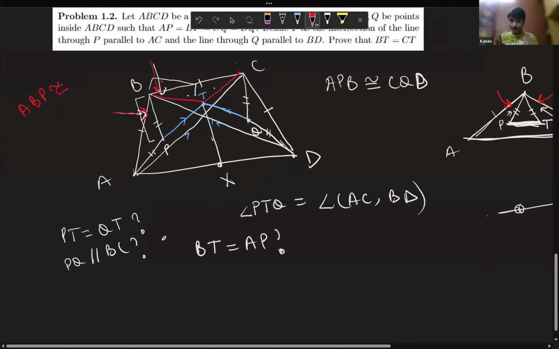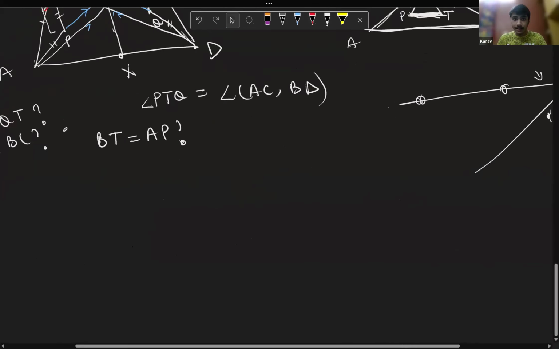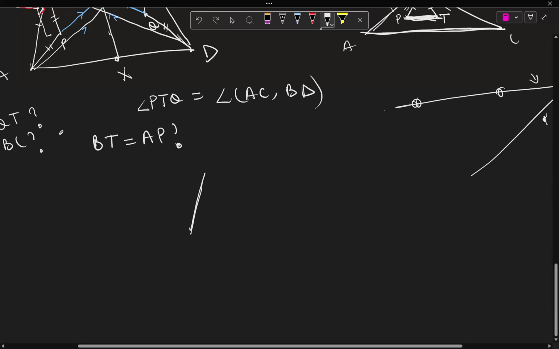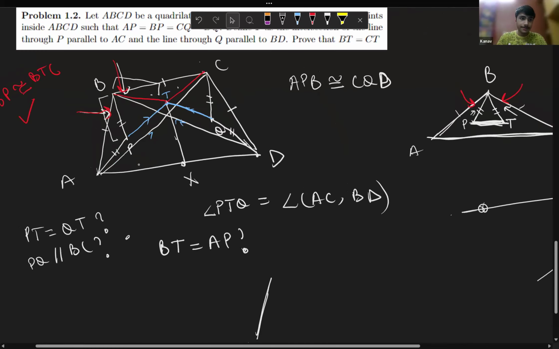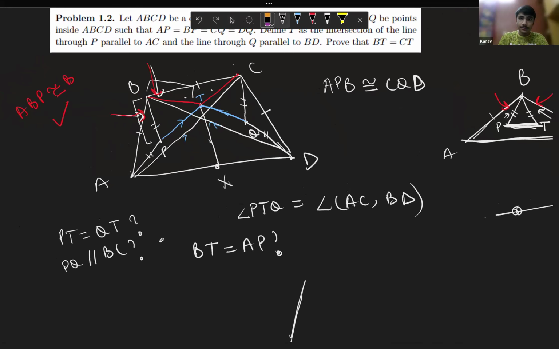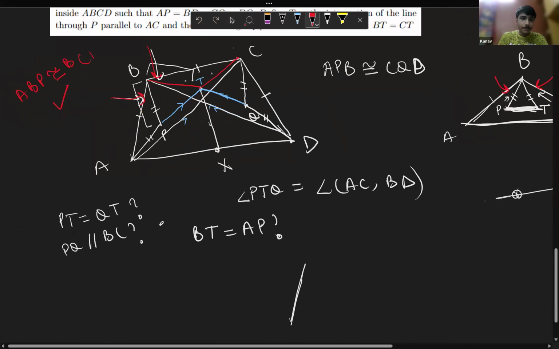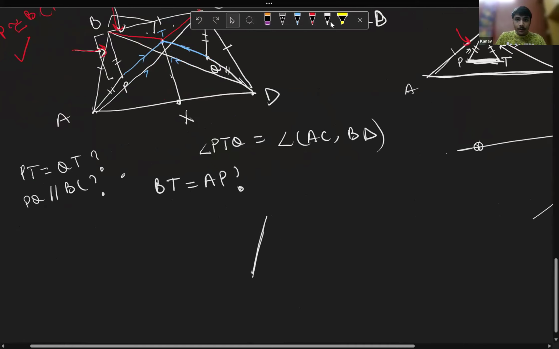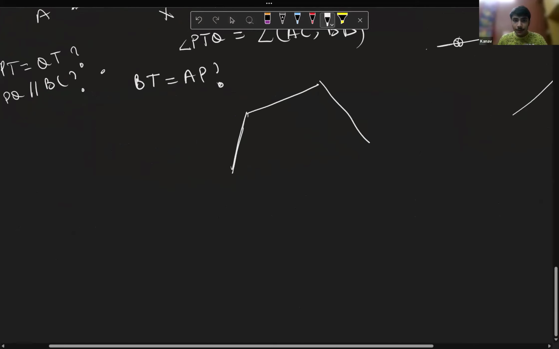We don't know this yet. We're assuming BT is AP. Then we would be done, right? So what someone said is that in the congruency, BCT. Oh, sorry, I messed up the order. Let's try this in red, BCT. So if we can force those angles to be equal somehow, we would get the parallel, correct?